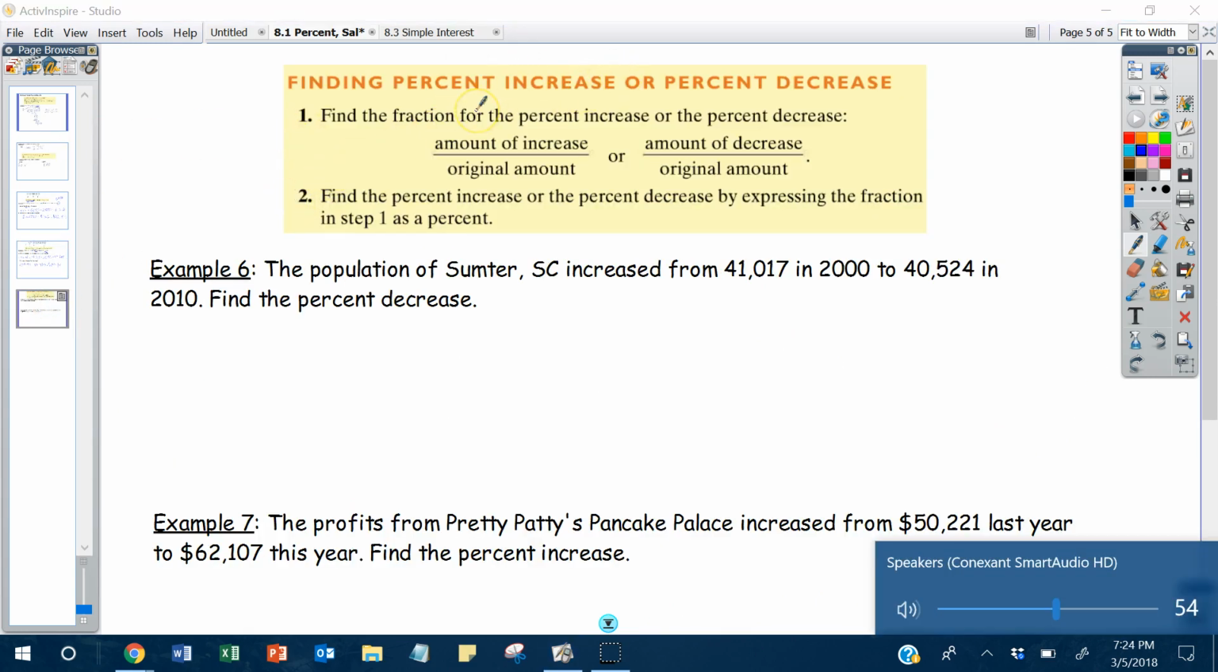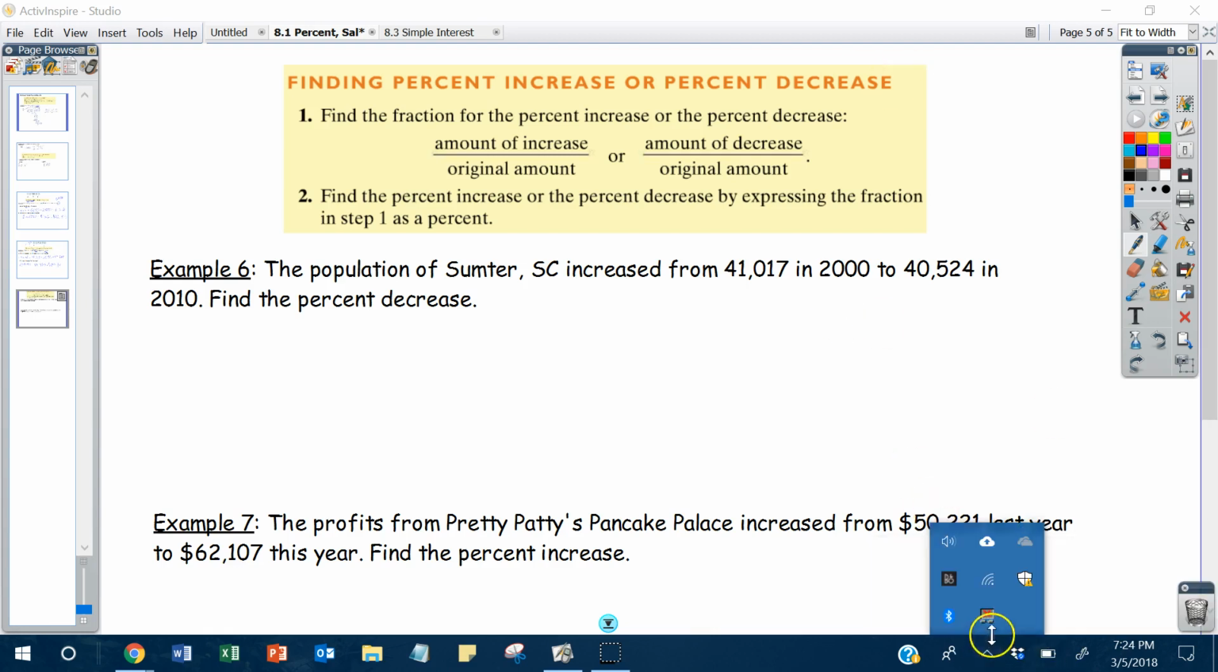This other type of problem in this section is going to be called finding the percent increase or decrease. So imagine a situation where something is changing over time, and we're not really interested as much in how much did it change by, but we're interested in what percent, or by what percent did it change by. And so we have this formula here for a percent increase and decrease.